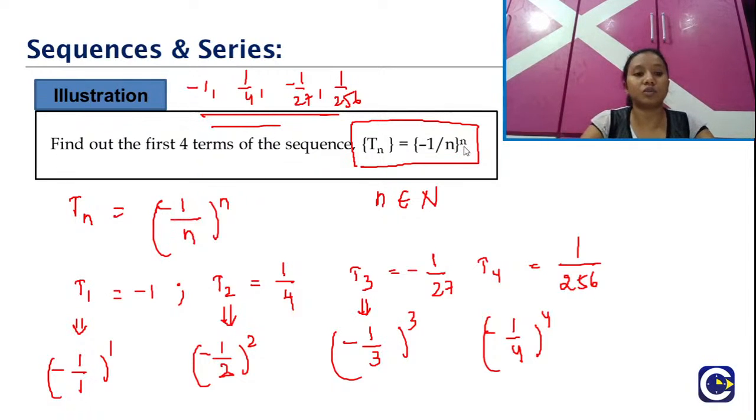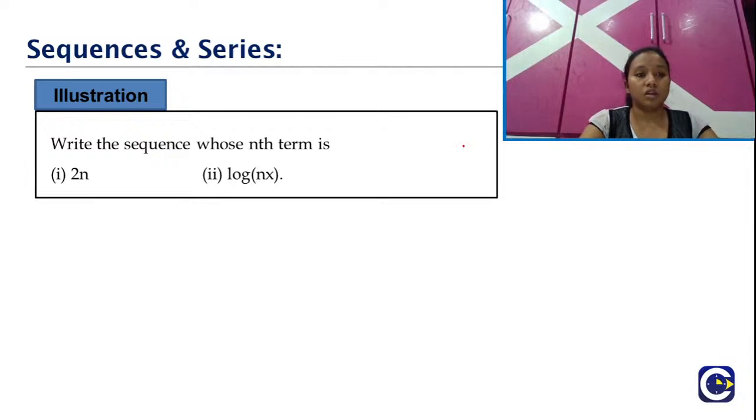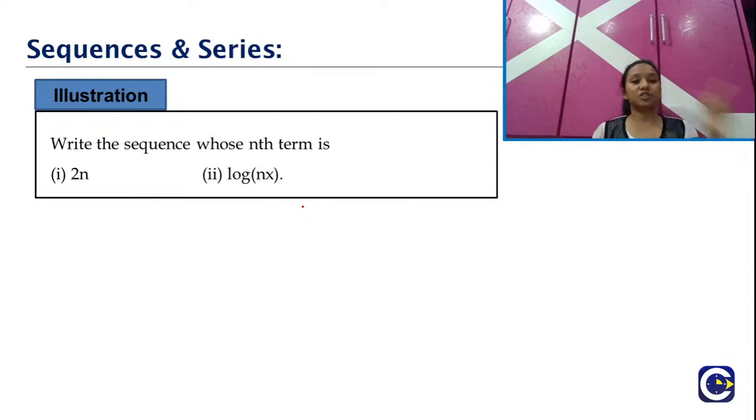So let's do one more. Here there are 2 more questions related to the same model. So quickly do it and let me know. Here you just have to write the sequence. They have mentioned that you have to find out only 4 terms in the previous one, but here you have to write the sequence. So just do it.